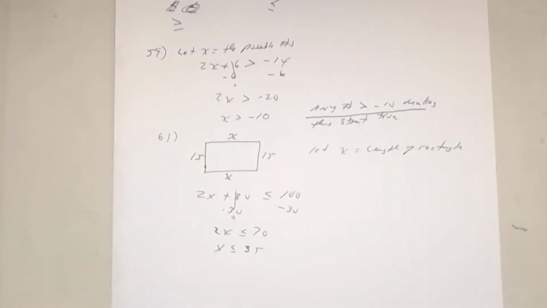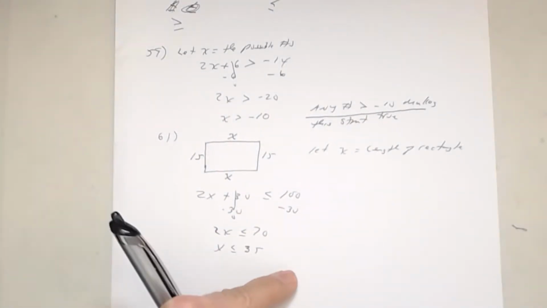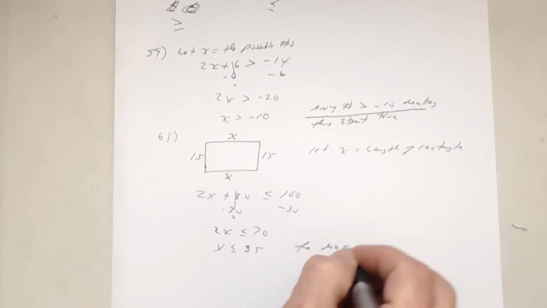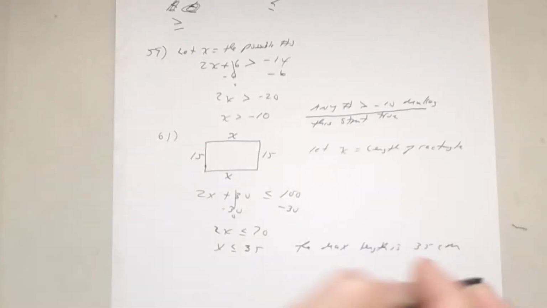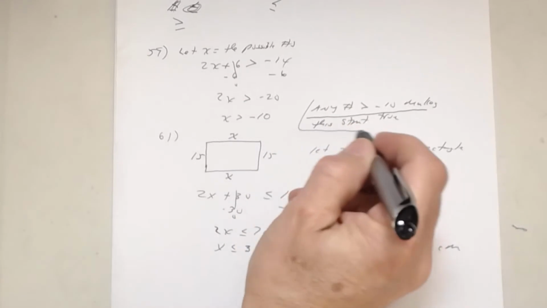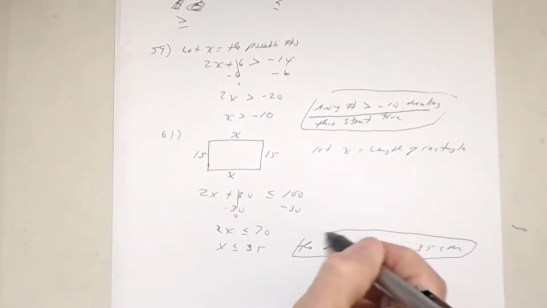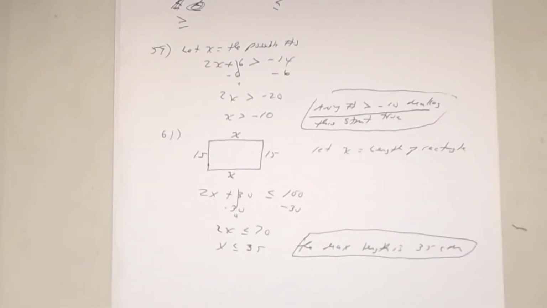3.5. See how this answer is different than this one? So here, you're going to say the maximum length has to be what? 3.5. So the maximum length is 3.5 centimeters. Okay, so notice how the answer looks compared to what the question was in each problem.